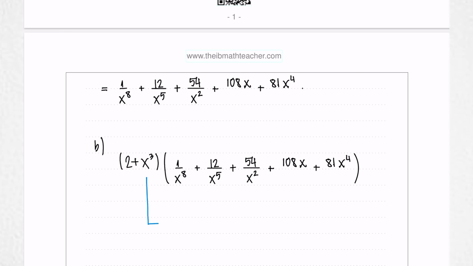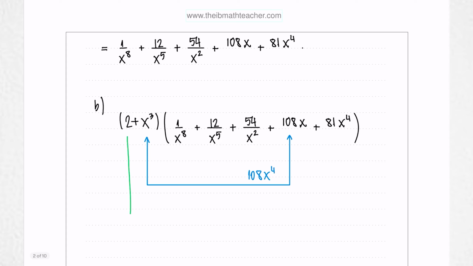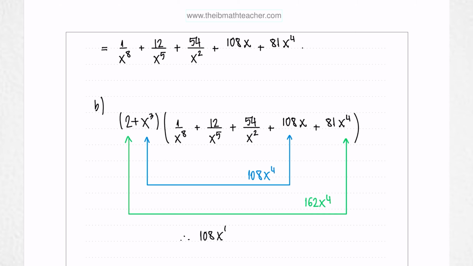You get a term in x to the 4th if you multiply x cubed by 108x, which gives us 108x to the 4th. And you also get it by multiplying 2 by 81x to the 4th. Do notice that there's no other combination that would produce an x to the 4th. Therefore, the final answer is 108x to the 4th plus 162x to the 4th, which is 270x to the 4th.